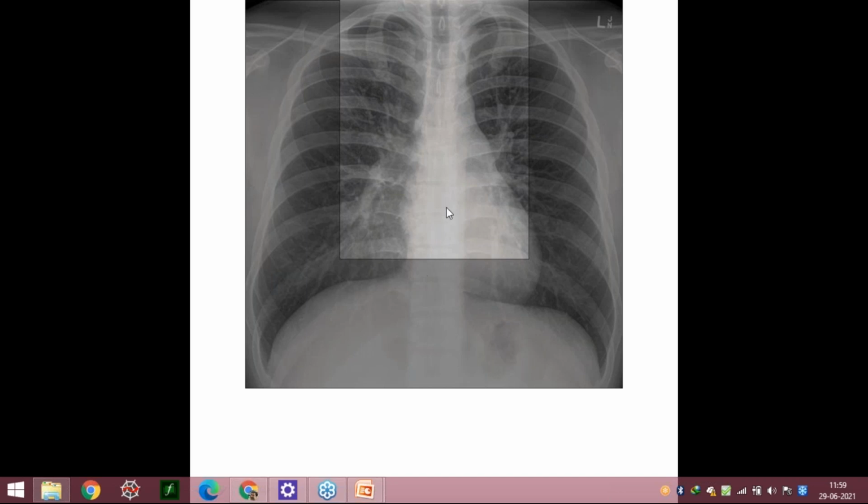In AP view, the medial border of the scapula will be visible on both lung fields. I'll show you further X-rays, and you will find the other drawback of AP view is that you will not be able to comment on the mediastinum and the cardiothoracic ratio, because that is abnormally enlarged in an AP view. We will see further X-rays and you will come to know.